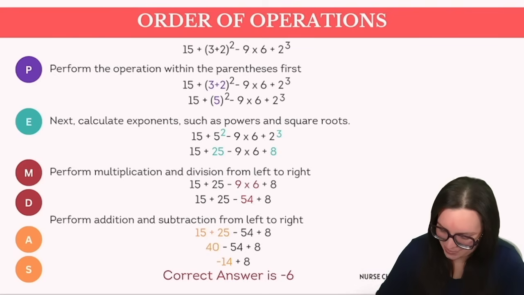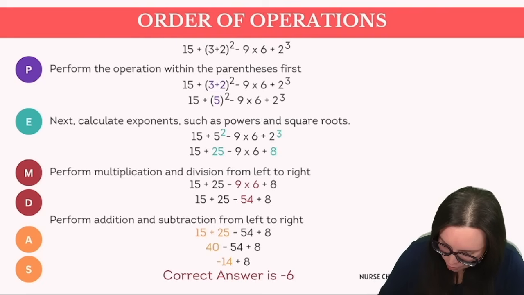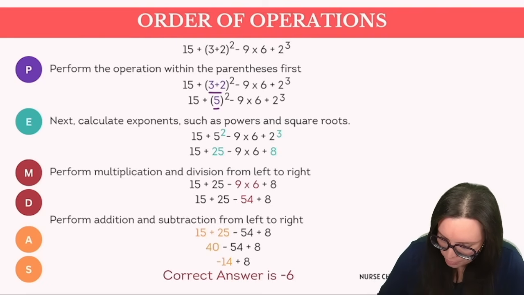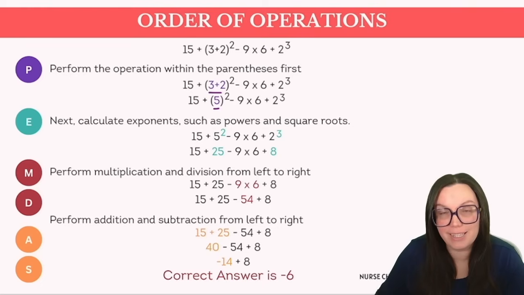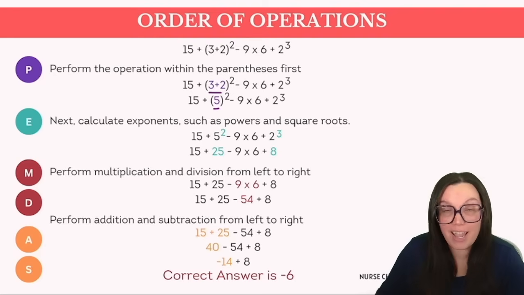We're going to get through this. So first, we're going to perform the operations with the parentheses first. So 3 plus 2 is the only operation we see inside our parentheses, and that is going to give us 5.